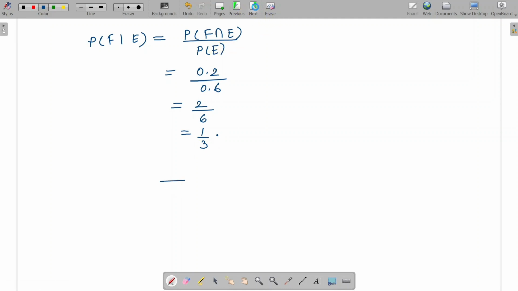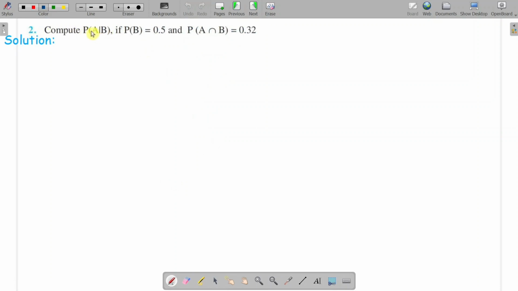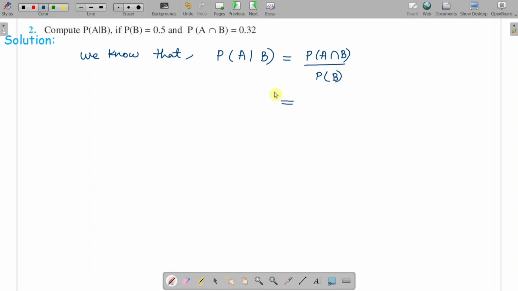Now let us go to the second problem. That is this: compute probability of A such that B has occurred if probability of B is 0.5 and probability of A intersection B is 0.32. So we know that, again the same formula, the definition of conditional probability, we have to use. So probability of A such that B has occurred is equal to probability of A intersection B divided by probability of B. Okay, so that is equal to what?